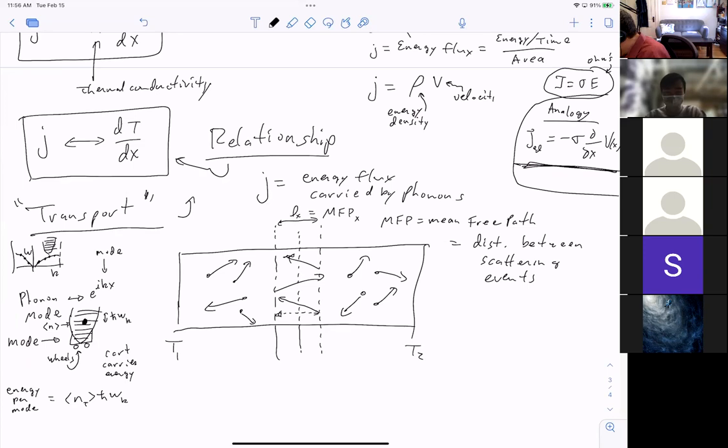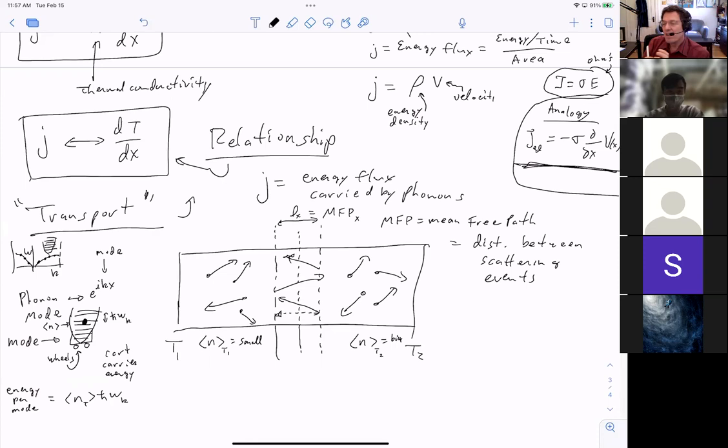So what we do then is we can say that we have these little carts, these little modes, on the right and on the left. And on the right, the little carts are going to be carrying more energy because here n of T2, let me write it here, is big, but here n of T1 is small. So you see that the carts on the right side have more energy than the carts on the left side.